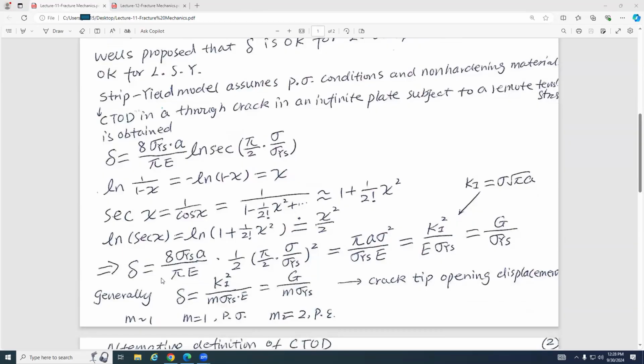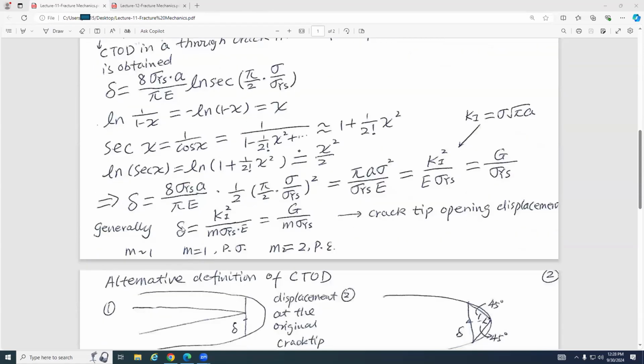So delta equals this one, and we just omit the intermediate steps. Delta equals K1 squared over E times yield strength, which equals G over sigma ys. So generally we have this equation, but we have this m here. M is a factor, around 1. For plane stress, m equals 1, and for plane strain, m equals 2. For different case scenarios, we will have different factors.